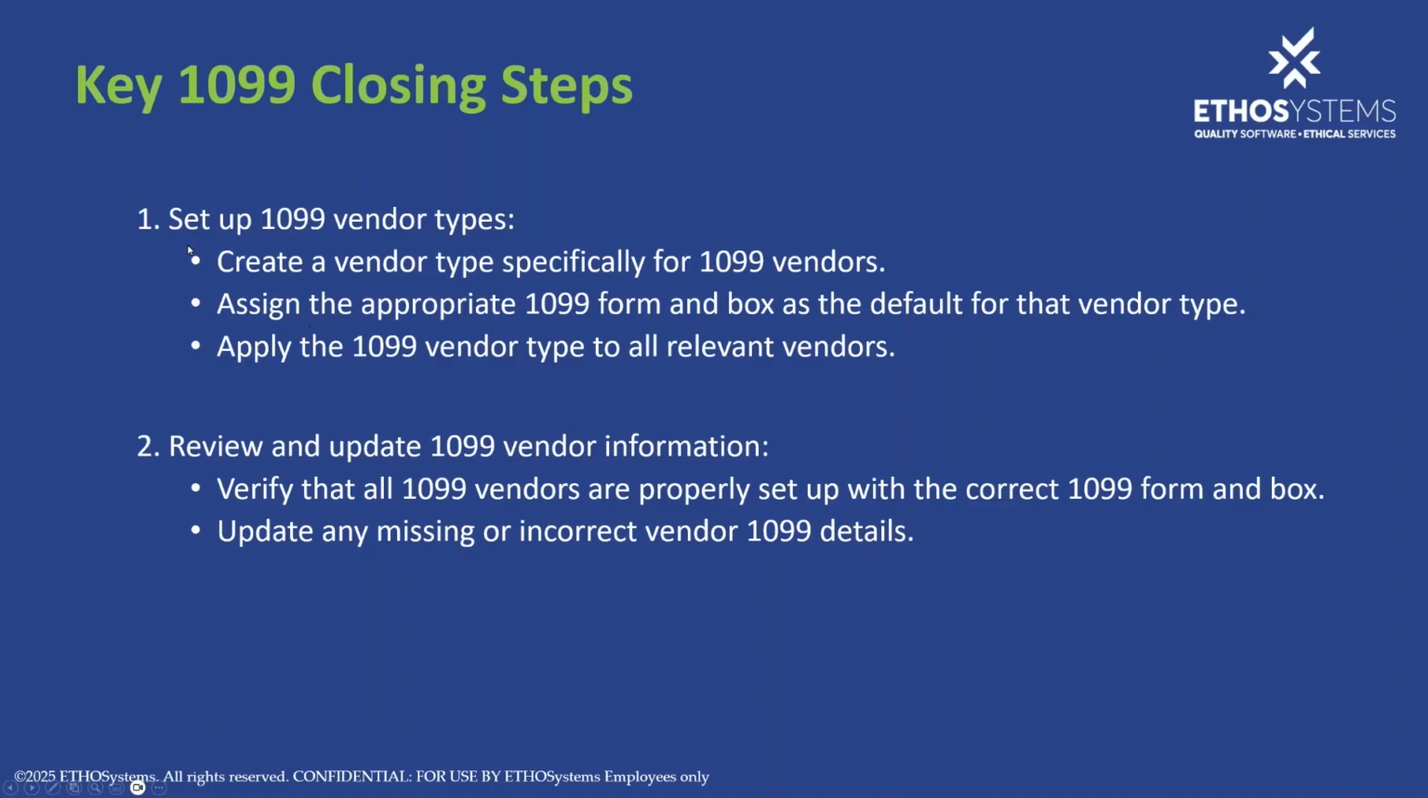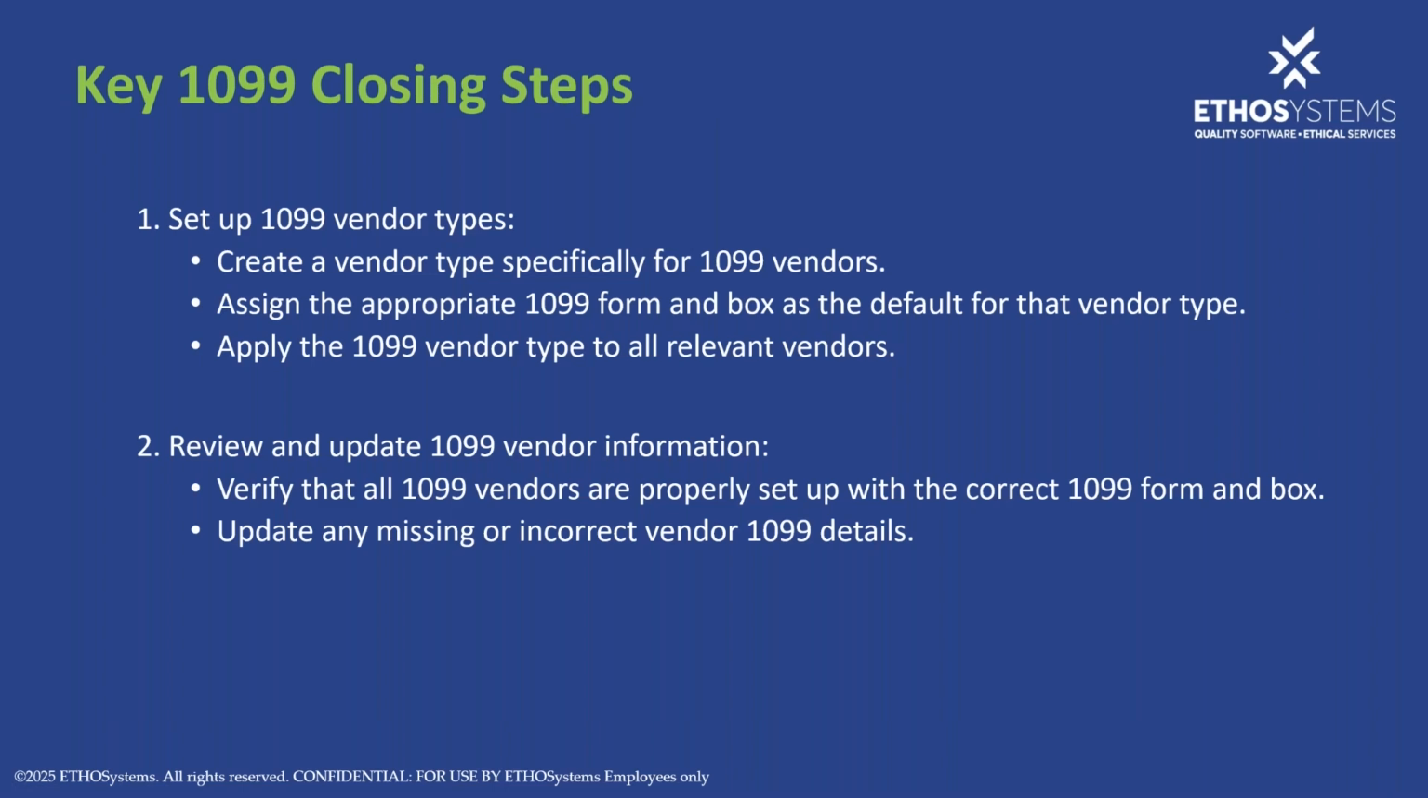But you have to set up the 1099 vendor type. You have to set up that vendor record for 1099, just like you have to set up the vendor record for the preferred payment method, those types of things. You have to tell the system. Review and update 1099 vendor information. So verify that all 1099 vendors are properly set up with the correct 1099 form.